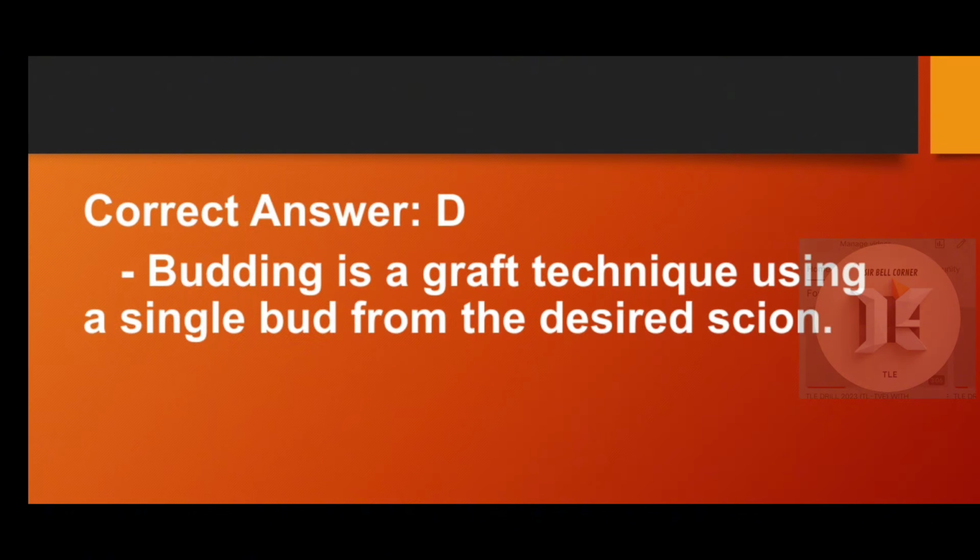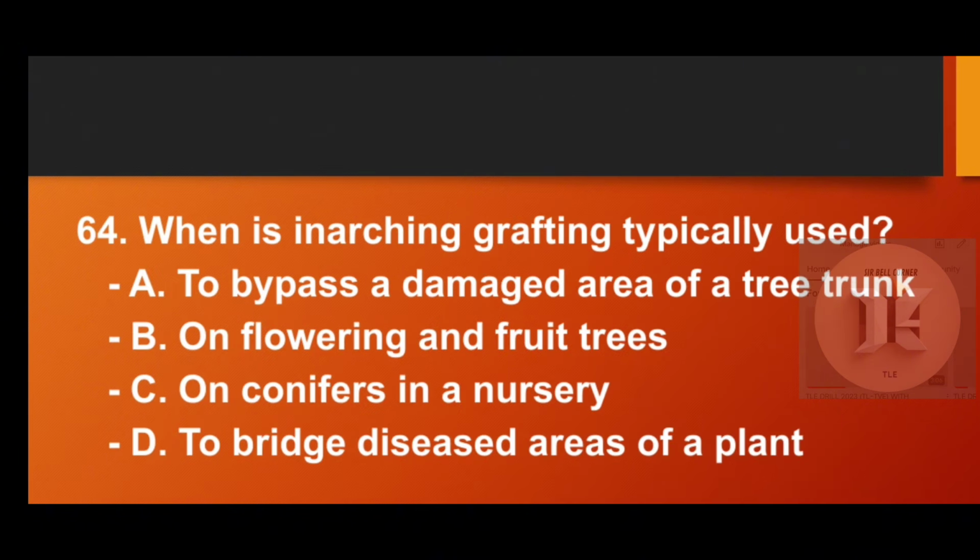Correct answer. D. Budding is a graft technique using a single bud from the desired scion. 64. When is inarching grafting typically used? A. To bypass a damaged area of a tree trunk. B. On flowering and fruit trees. C. On conifers in a nursery. D. To bridge diseased areas of a plant.